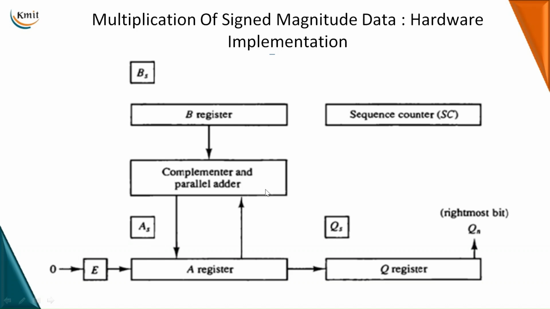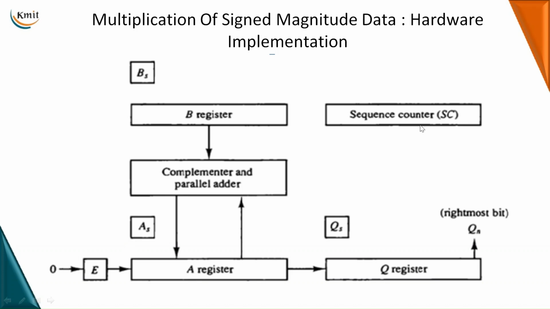Apart from this, we have a complementer and a parallel adder. We know what a parallel adder is. It is used to perform an addition operation on the contents of the B register and A register. The complementer is used to transfer the contents of the B register to the parallel adder, as well as the contents of the A register. The parallel adder performs an addition on the contents of A and B, and that result is stored in E and A. E is a flip flop which is used to store your carry bit, and the A register stores your sum.